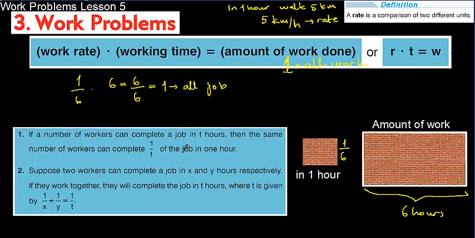Okay, we have the second formula. What is the second formula? 2 workers can complete a job in X and Y hours respectively, so these are working alone. And if they work together, this is the important part, they will complete the job in T hours. We don't know this T. The formula for finding this T is 1 over X plus 1 over Y is equal to 1 over T. When 2 workers work together, this is the formula for that.